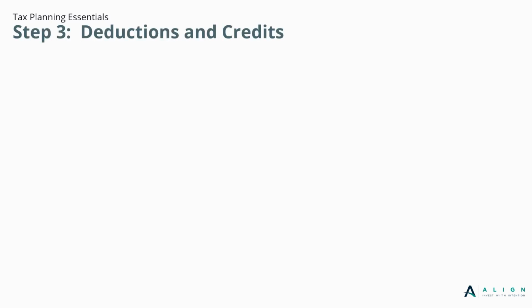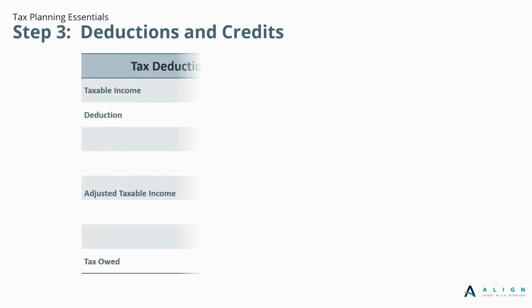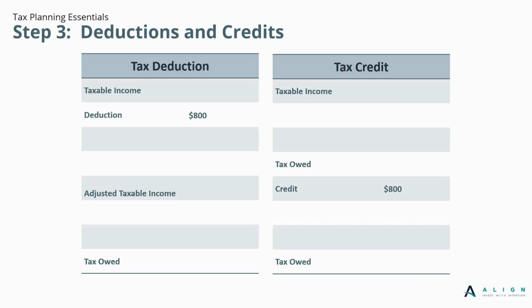That brings us to step number 3, knowing your deductions and credits. These terms are easily confused, but their impact on our tax bill is very different. Consider an $800 deduction versus an $800 credit. If your taxable income is $50,000, that $800 deduction would reduce your taxable income to $49,200, on which you pay approximately 15% in taxes for a total tax bill of $7,380.